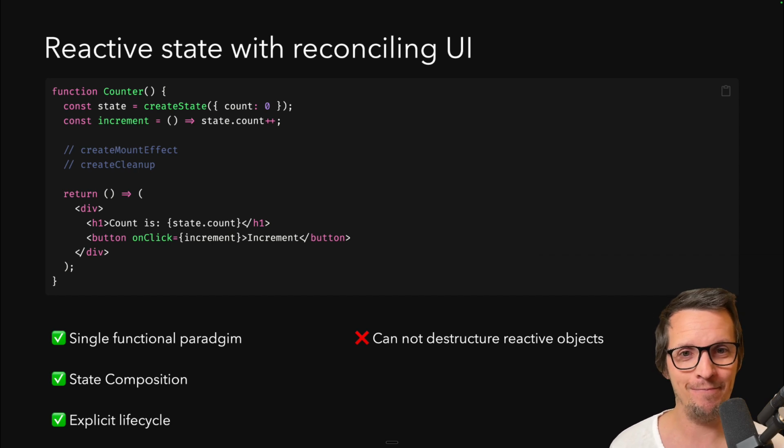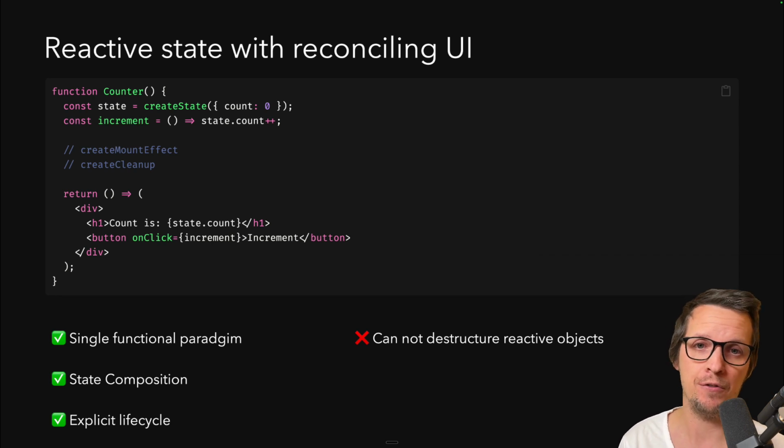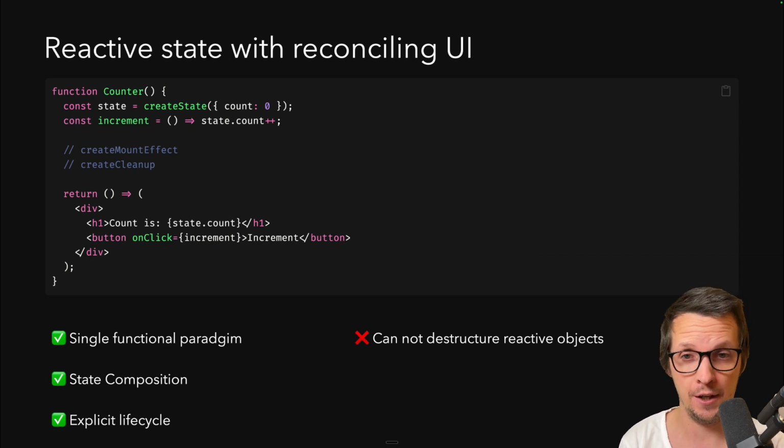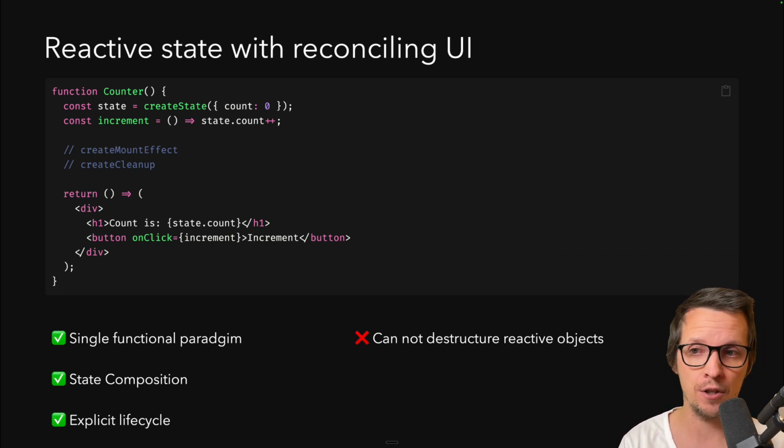But like all solutions, nothing is a silver bullet. The negative side to doing this is that you cannot destructure reactive objects. Just like in Solid, you can't destructure props, you can't destructure props here either. You can't destructure the state, you can't destructure the context, and so on. But that is an explicit rule of thumb that you have to accept if you're going to embrace this library. And it's the only one.